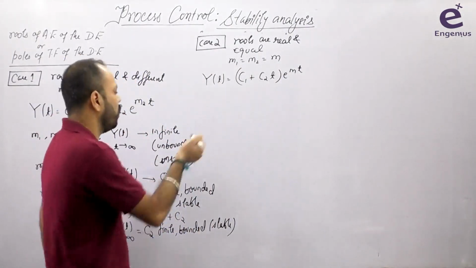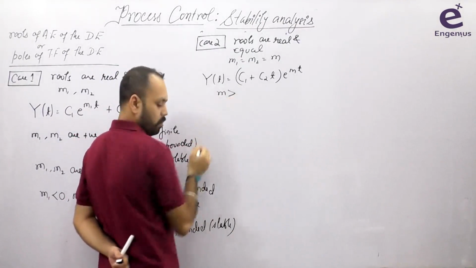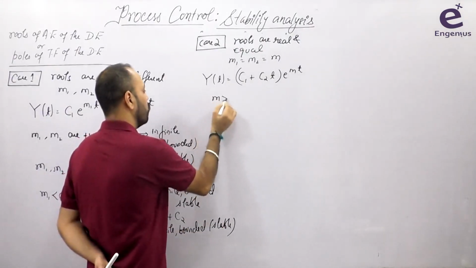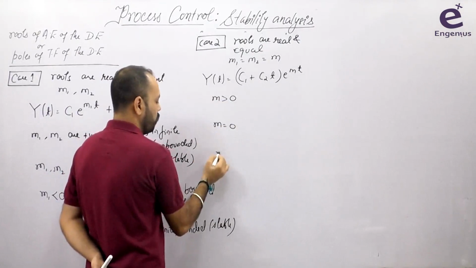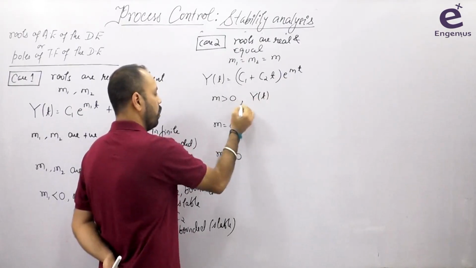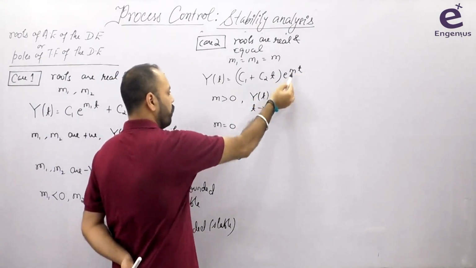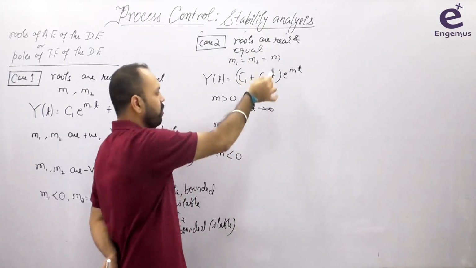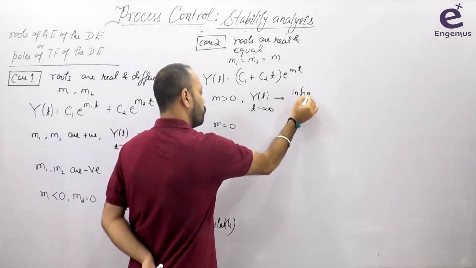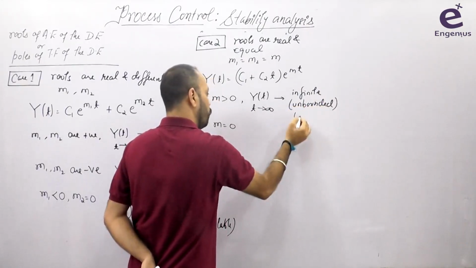Okay. Now suppose let us take various cases. Let's take sub cases: m is greater than 0, m is equal to 0, m is less than 0. If m is greater than 0, then check the value of y(t) as t tends to infinity. This value becomes infinity, and this term also becomes infinity. So ultimately, your answer is infinite. And infinite means unbounded. Unbounded means unstable.